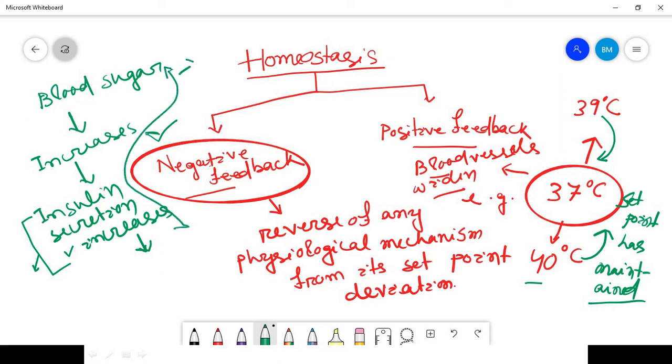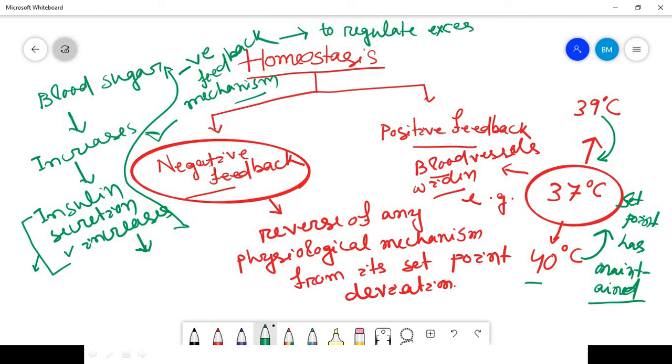Okay, this is called the negative feedback mechanism. What does it lead to? It regulates the excess glucose level, or blood glucose level. Okay, this is the negative feedback value.